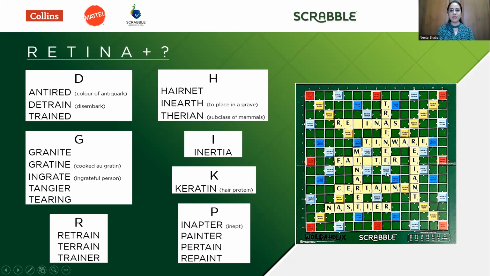With an E, one could make trainee. Retina with an L could give you reliant. With a W, the word that could be made is tinware. With F, one could make fainter. With M, one could make the word minaret, which are these small towers which we find in mosques.